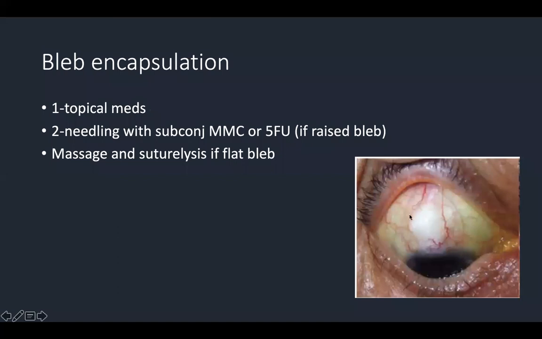This is bleb encapsulation. Usually it happens early after surgery. This patient was presenting like 4 weeks post-op. You can start topical medication if the IOP was not controlled, as long as the bleb is elevated and localized. Those are the signs of bleb encapsulation. So you can go for needling with subconj MMC or 5FU in the clinic, or if the patient is early post-op, like 2 weeks, with a flat bleb and high IOP, then you can go for massage and suture lysis.